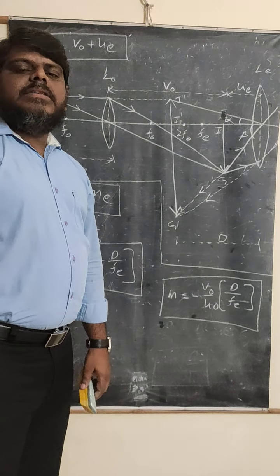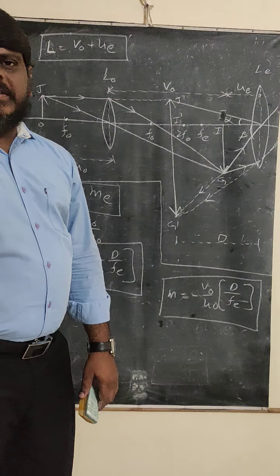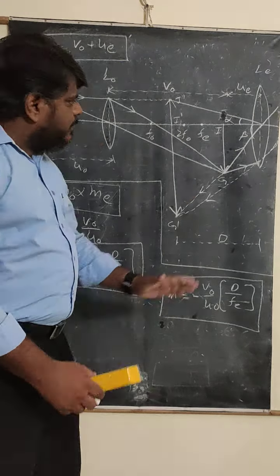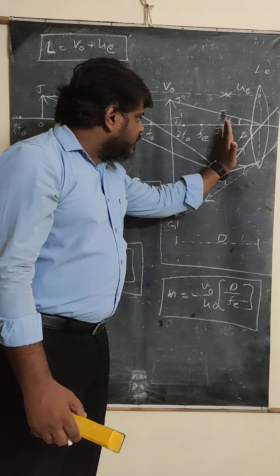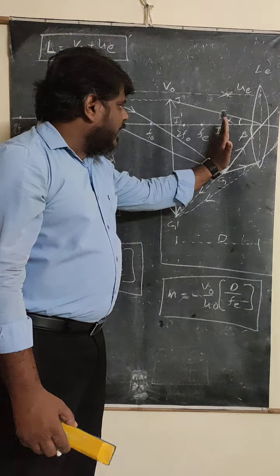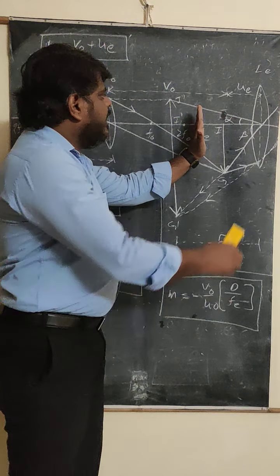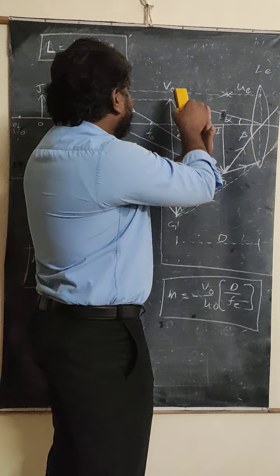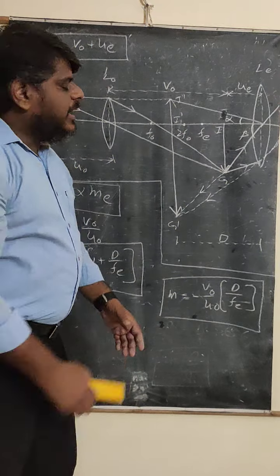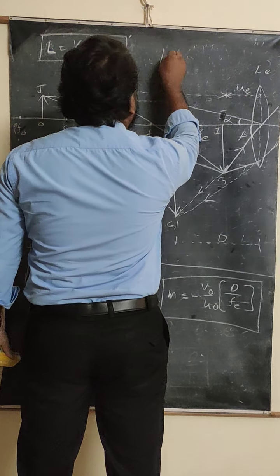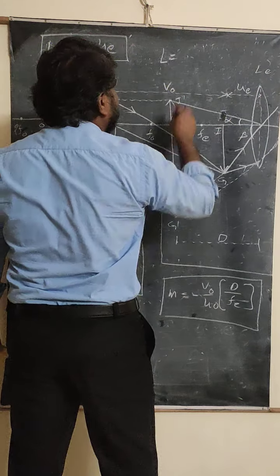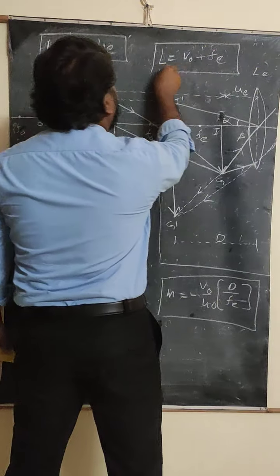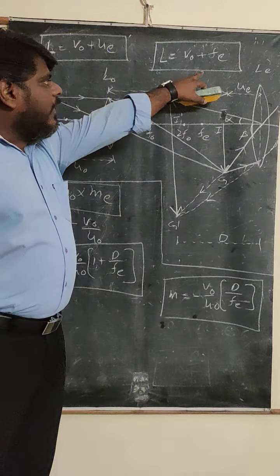What is the length of the microscope in the far point adjustment? In the far point adjustment, what changes are you going to make? The image produced here, we are just going to move to FE. If this image is produced at FE, then this distance becomes FE, and this distance becomes V naught. That means the length of the microscope in the case of far point adjustment is V naught plus FE.